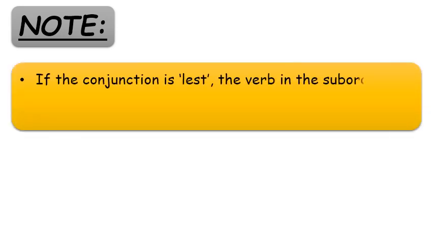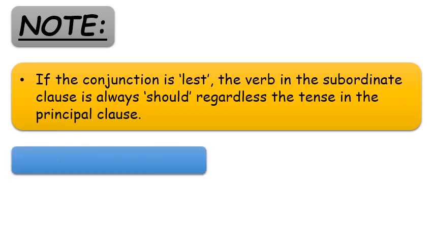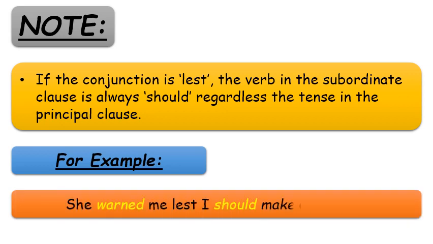Note or remember one thing, there is an exception which you have to keep in your mind. If the conjunction is lest, the verb in the subordinate clause is always should, regardless of the tense in the principal clause. To clarify it, let's see the example. She warned me lest I should make a mistake.